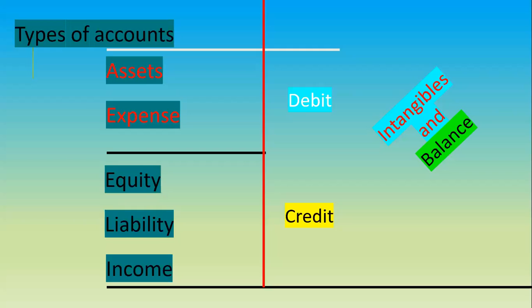For example, salary. Salary is an expense, intangible. Intangible expense, debit side.